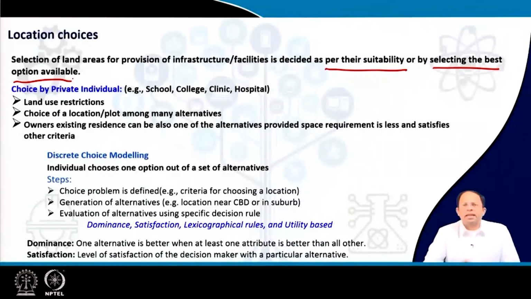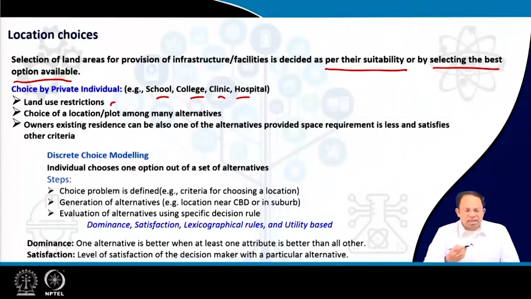So for example, if I go for certain kinds of facility like a school or college or a clinic or a hospital, and let us assume that the choice is made by a private individual. That means the individual is deciding on where to locate this particular facility. So in that case, first comes the land use restrictions. So I cannot set up just any kind of facility anywhere, right? So that means as per land use regulations or land use restrictions, I am allowed to set up certain kinds of facilities at certain locations. So obviously that comes first.